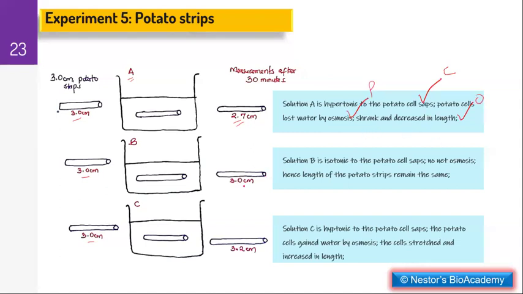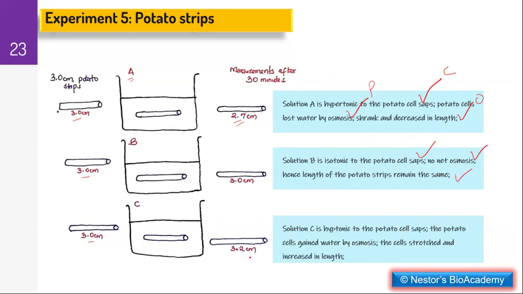For this case, you can see the length has remained unchanged. This will mean there was no net osmosis, and therefore this would mean solution B is isotonic to the potato cell sap. So no net osmosis occurred. So the length of the potato strips remains the same.